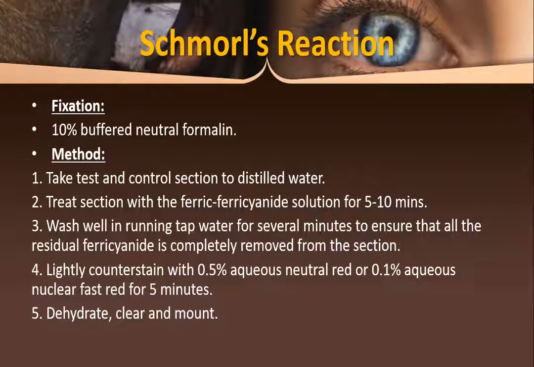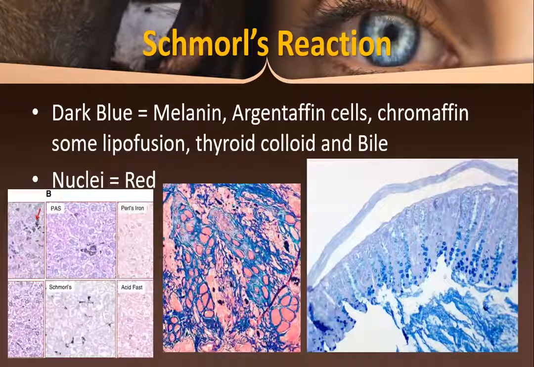The second step is to treat the section with ferricyanide solution for 5 to 10 minutes. Then wash well in running tap water for several minutes to ensure that all the residual ferricyanide is completely removed from the section. After washing, lightly counterstain with 0.5% neutral red for 5 minutes. Then after dehydration, you mount the slide and observe under the microscope, and you will get these results.